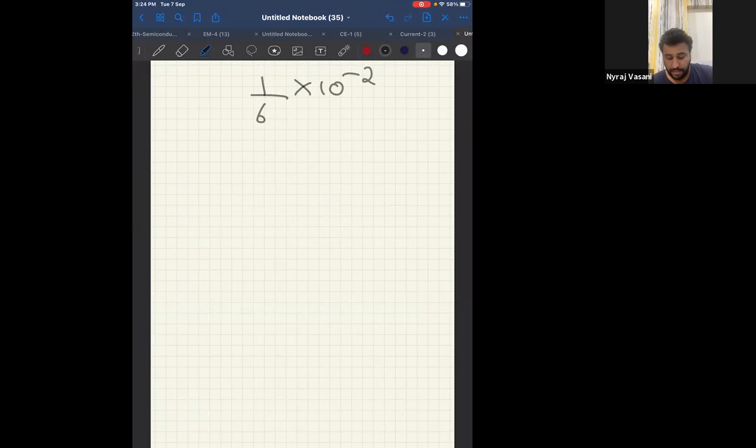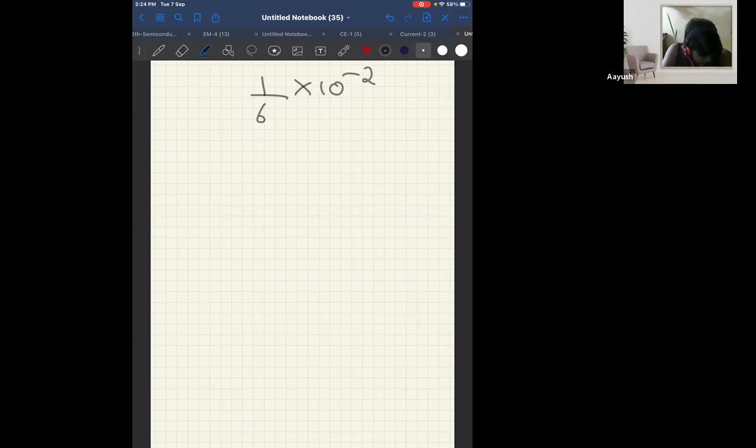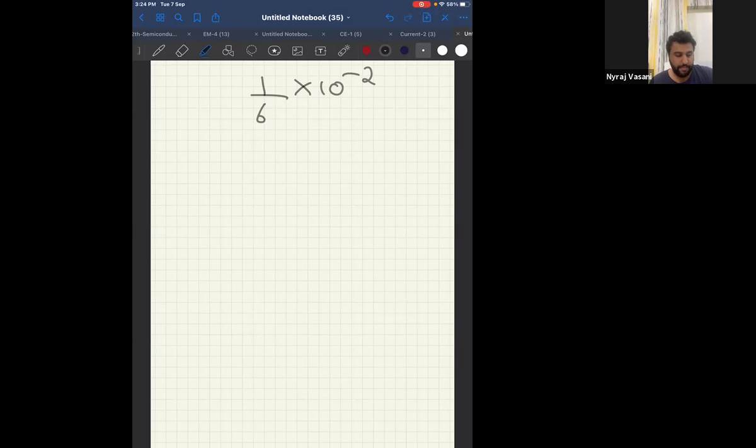Now, if you look at the options, tell me, options are in which unit? Look at all the options. Options are in millimeter, meter, and none of these. Now, 1 by 6 into 10 power minus 2. First, let me see what is 1 divided by 6. Can we do it with long division? Okay, we'll do it with long division. Tell me, 1 divided by 6.